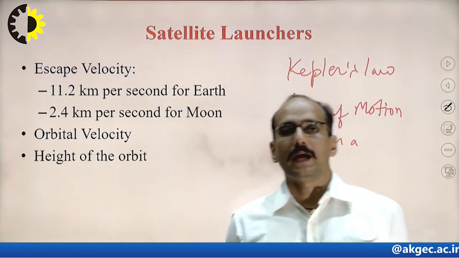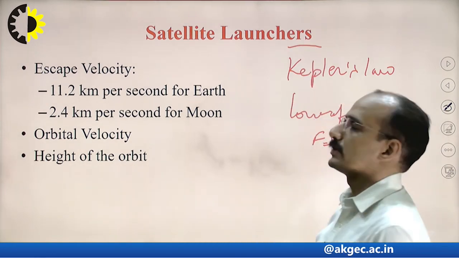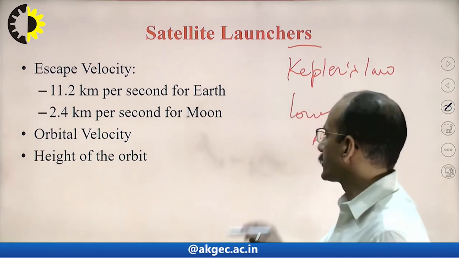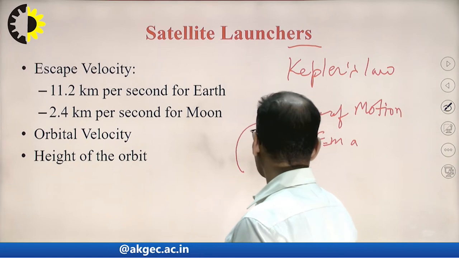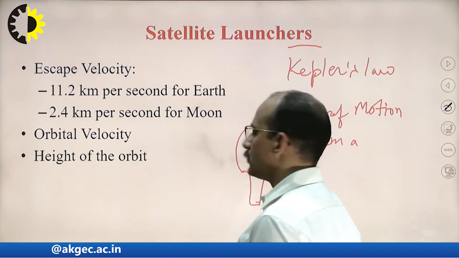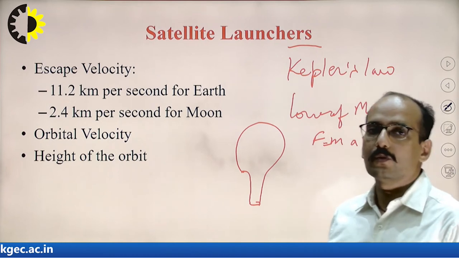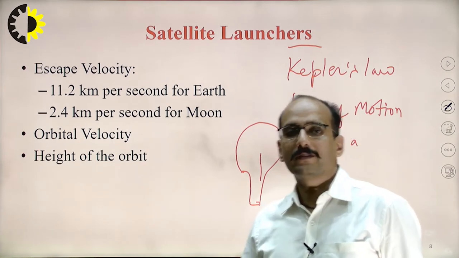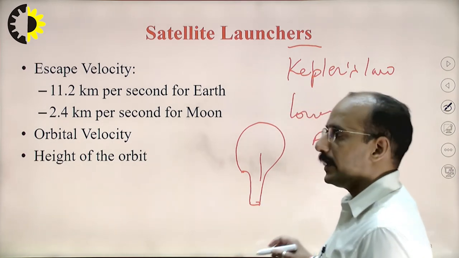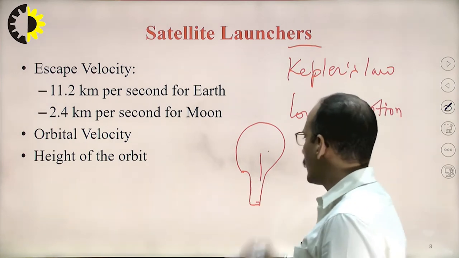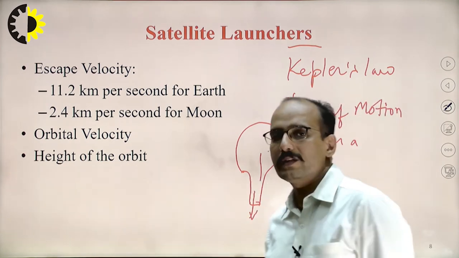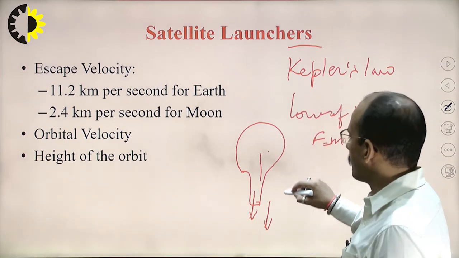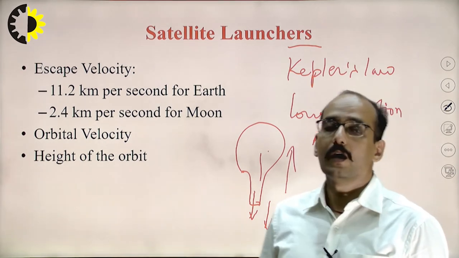And the third one, that point is used for satellite launching, and that point is: every action has an equal and opposite reaction. It means, if there is a balloon and you blow it up, then whenever you leave the balloon open, the compressed air in the balloon will come out through the outlet, and the airflow is in this direction, and the balloon will move in the opposite direction.